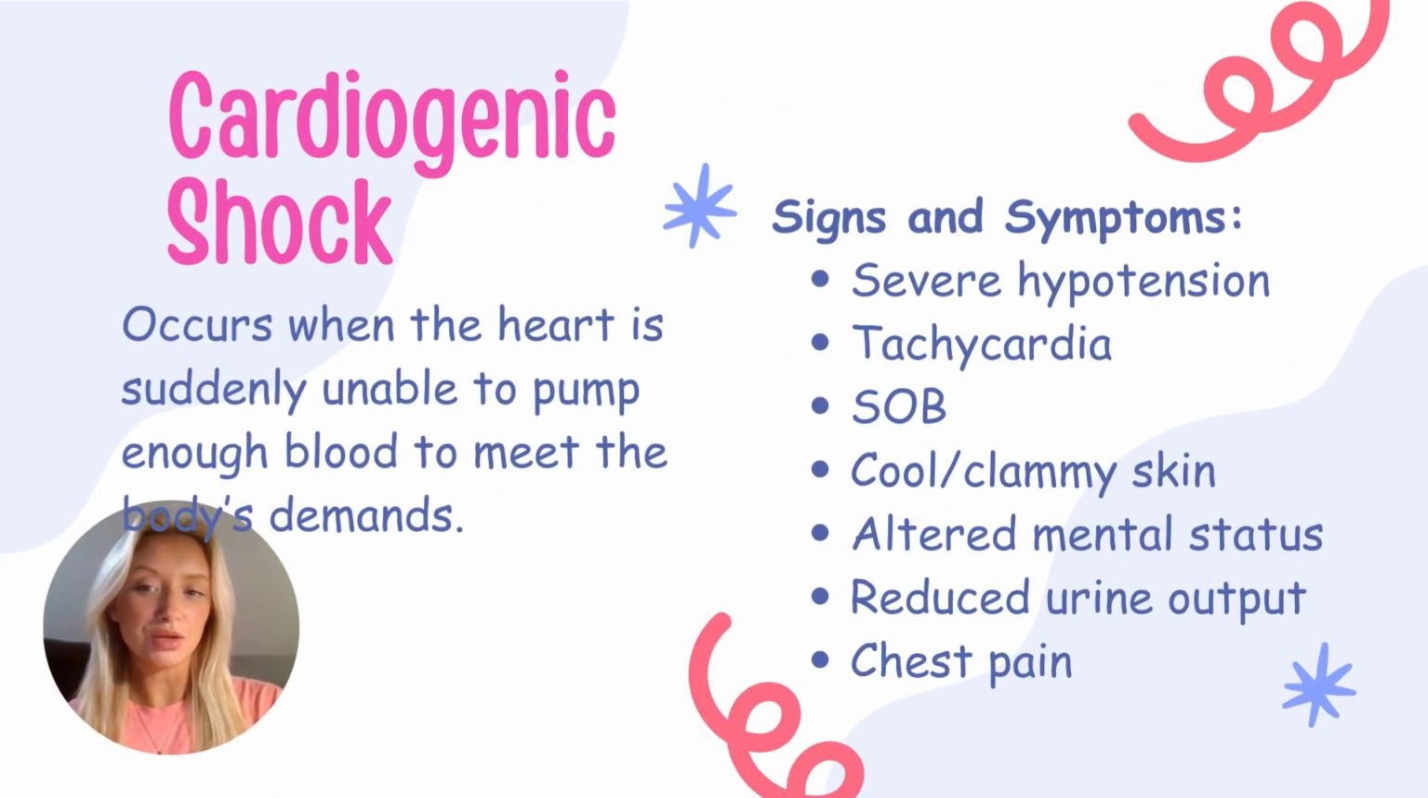Now let's get into cardiogenic shock. Cardiogenic shock occurs when the heart is suddenly unable to pump enough blood to meet the body's demands. This is typically as a result of a severe myocardial infarction. Some signs and symptoms we'll see in a patient with cardiogenic shock are severe hypotension, tachycardia, shortness of breath, cool and clammy skin, altered mental status, reduced urine output, and chest pain.